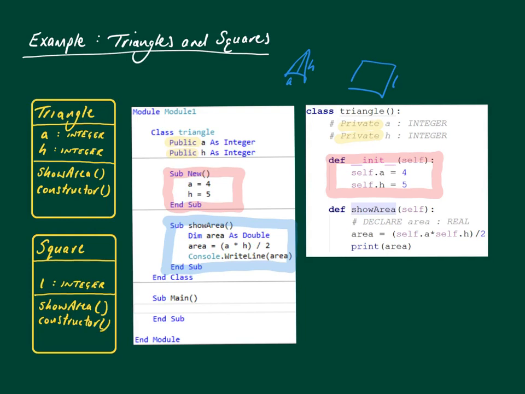And as with the Visual Basic, the second subroutine calculates the area. Again we have to declare the area variable as a real number, and then we calculate it by multiplying a by h and dividing it by 2, and then printing it out displays it to the user. So two different programming languages used to implement our class diagrams on the left here. The square one is almost identical, and you're going to see the full code for both Visual Basic and Python on the next page.